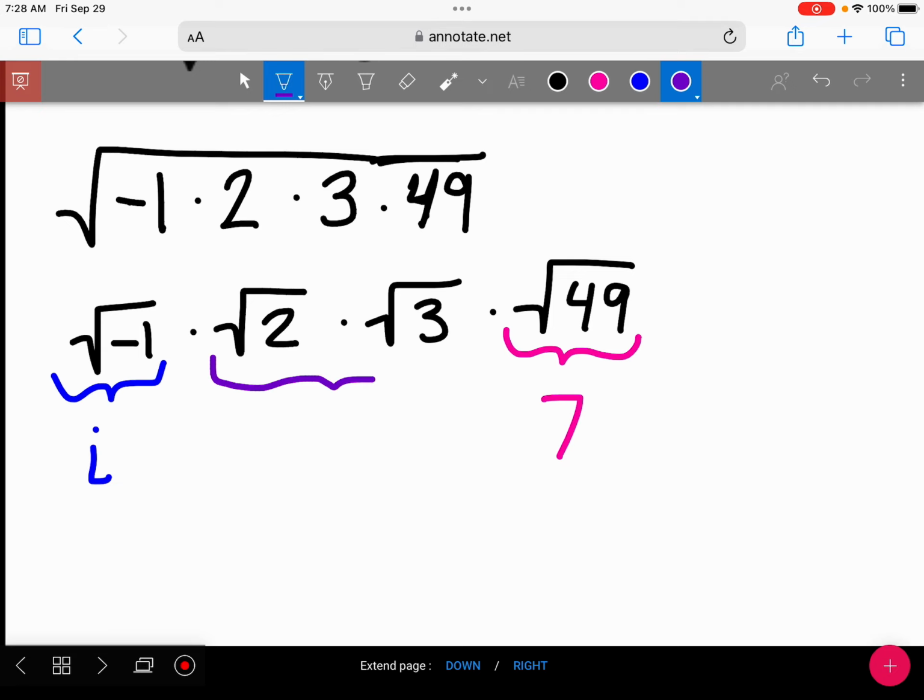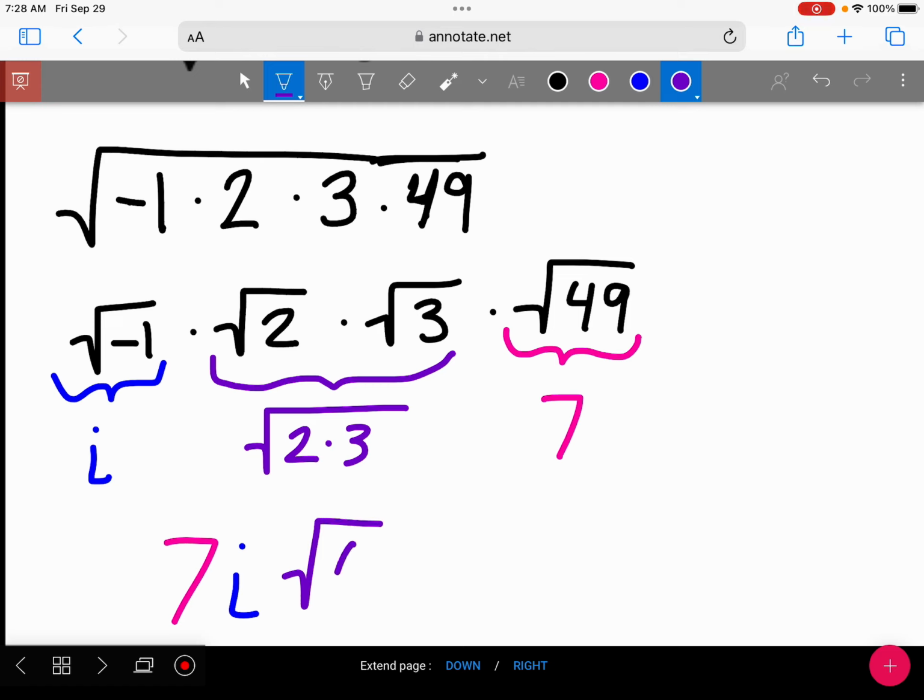And then these two chunks don't have any buddies. You can't come outside in radical land unless you got a buddy. So we're going to take them and we're going to keep them under the radical. And we're just going to have 2 times 3. So just like we broke them apart, we're going to put them right back together. So this becomes 7I square root of 6.